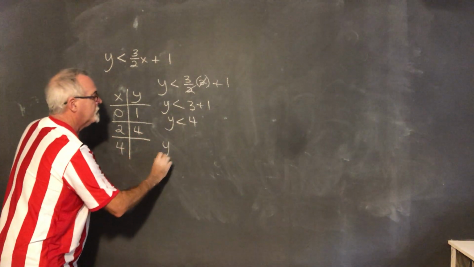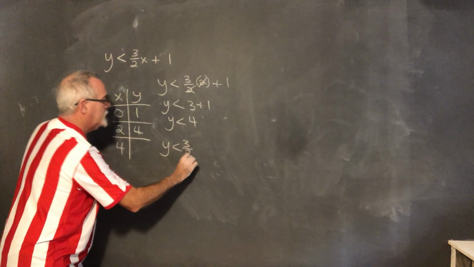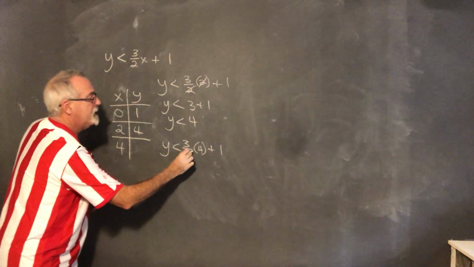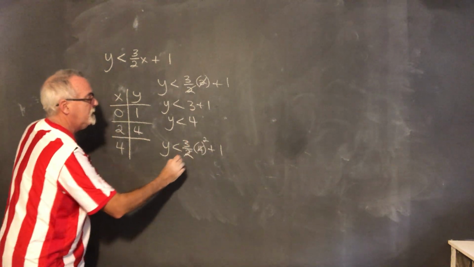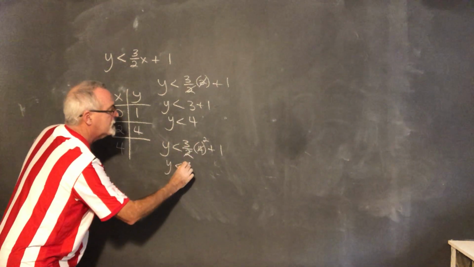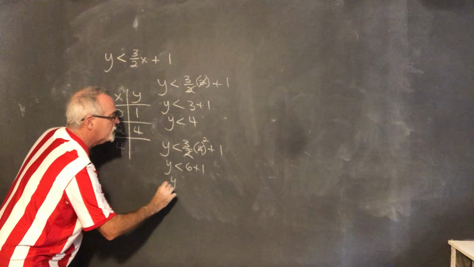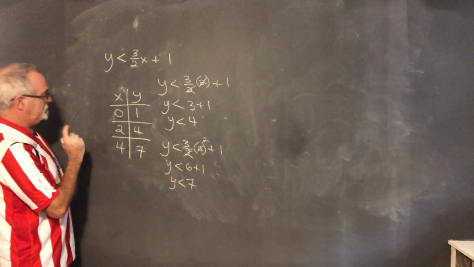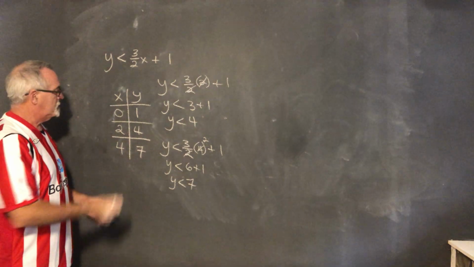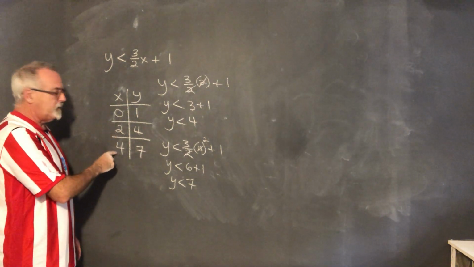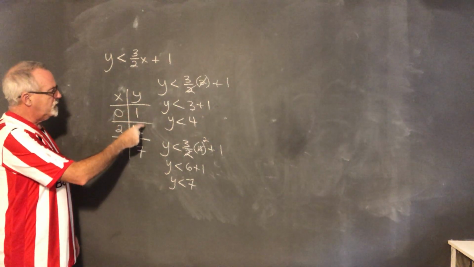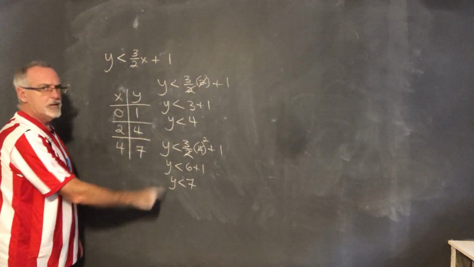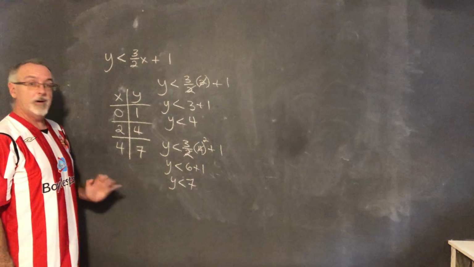Doing it again, y less than 3/2. This time my x is 4, plus 1. These cancel, but that leaves a 2 here. I have y less than 6 plus 1, which is y less than 7. And we see patterns. We see that I made my x's go up by 2's, and I see the y's are going up by 3's. I don't want to try to force that to happen, but the equations seem to make it happen by itself.